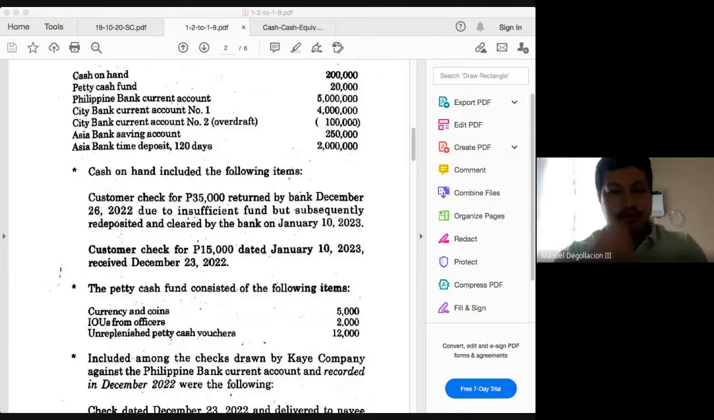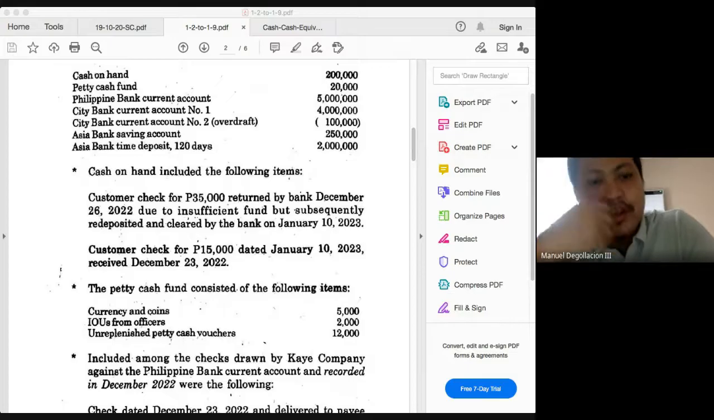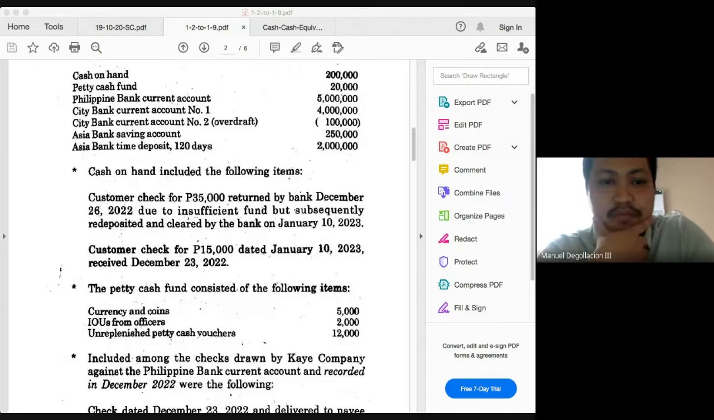Customer check for 15,000 dated January 10, 2023 received on December 23. Okay. The problem tells us that this was included in our cash on hand balance. So the question you will have to ask yourself is, was it correct for us to have included the 15,000 in our cash on hand balance? And the answer is no, because the check does not represent cash yet, because as of December 31, 2022, it cannot be encashed yet because it is dated January 10, 2023. It can be encashed only on January 10, 2023.